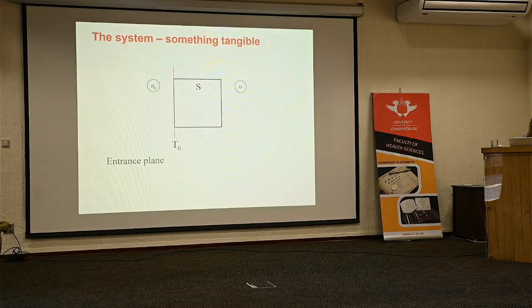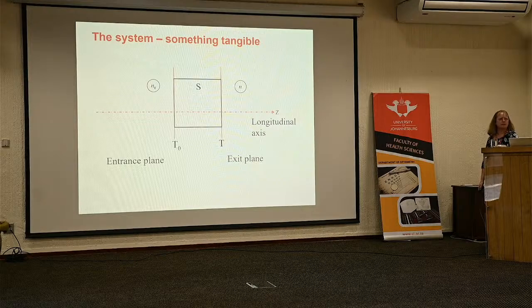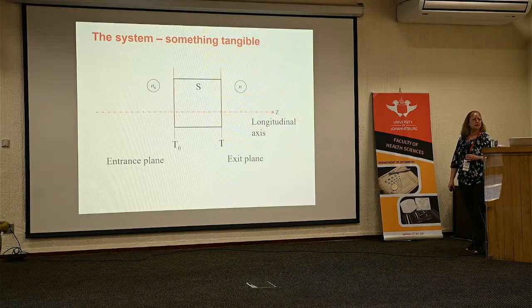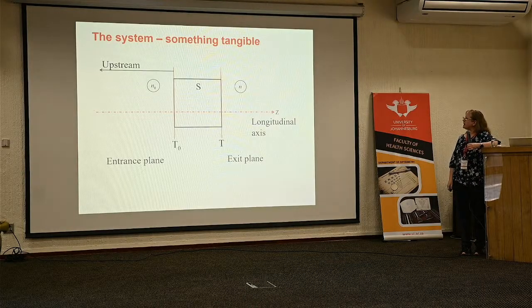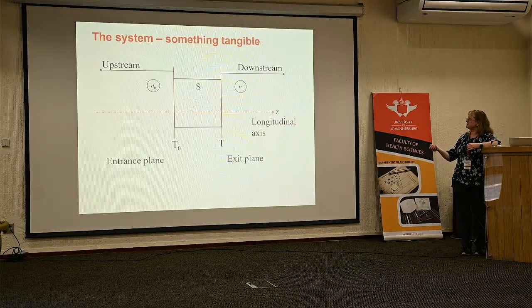and just a little bit of definitions. We define an entrance plane, we define an exit plane. We have a longitudinal axis, not necessarily an optical axis. And I always tell my students, it's kind of like the lines of longitude and latitude that don't really exist, but we need reference lines to measure from. And then we talk about upstream and downstream. And of course, we've got our refractive indices outside. And what you see between the entrance and exit plane is the system. Could be absolutely anything.